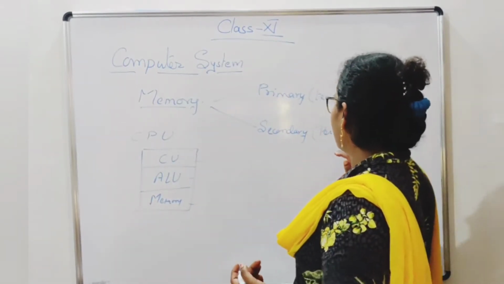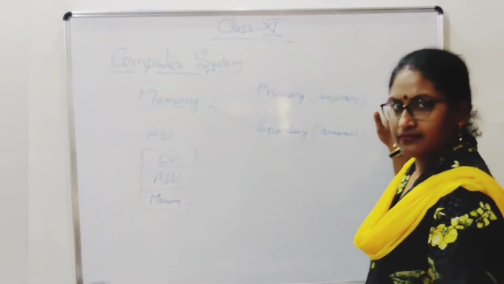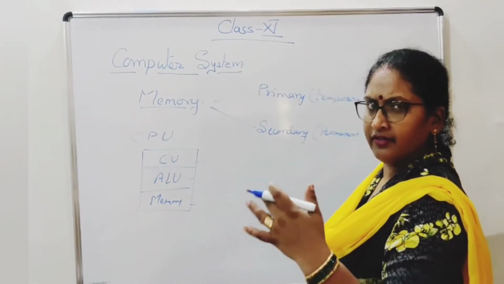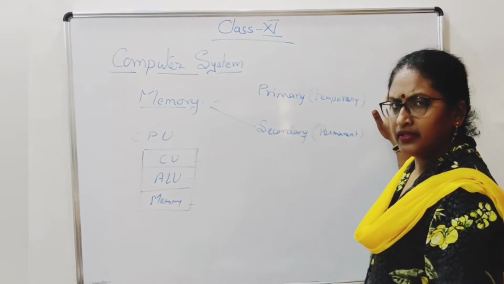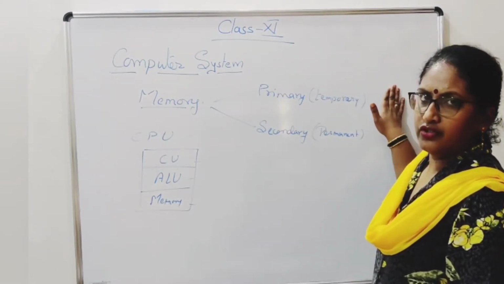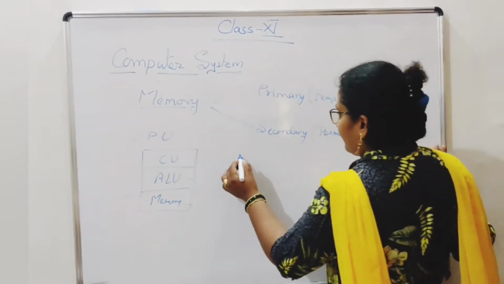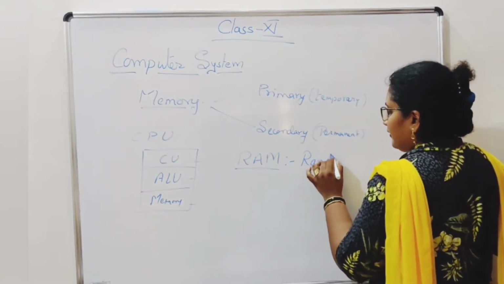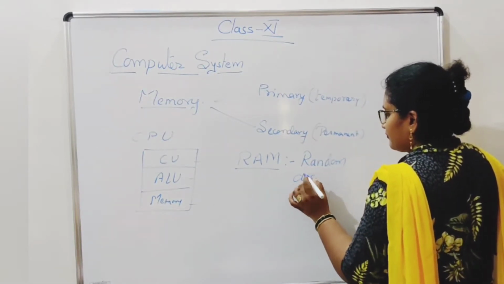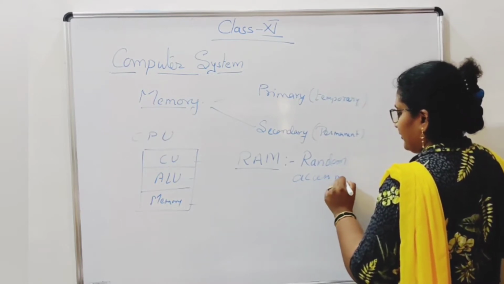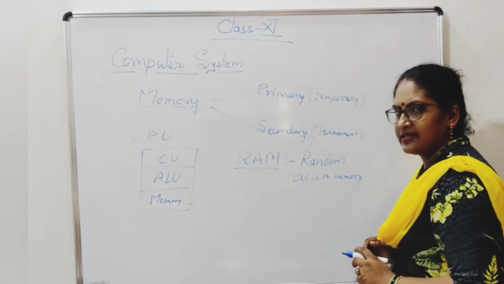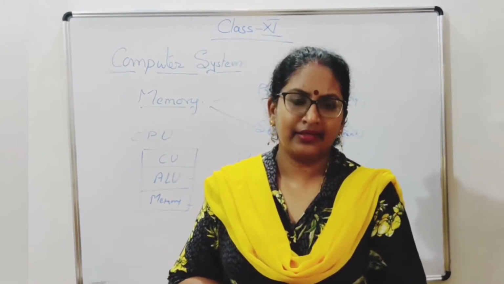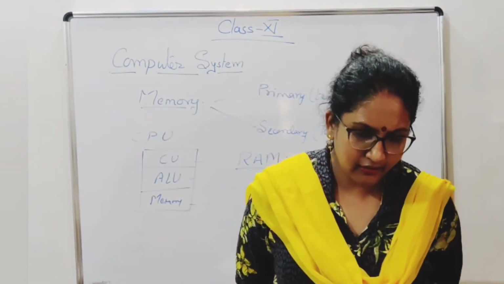Okay, so if the current goes off while we are writing, while we are typing, or whatever we are doing, at that time the data which is being stored in the primary memory is being washed off. Okay, now example for primary memory is RAM, random access memory. This is your random access memory. Random access memory means this is a temporary memory, or we can say it as a primary memory, and it works for a very short period of time.